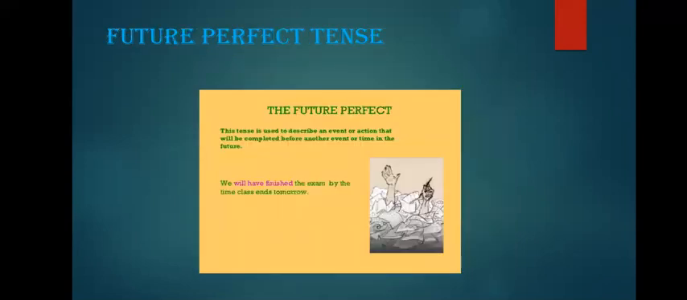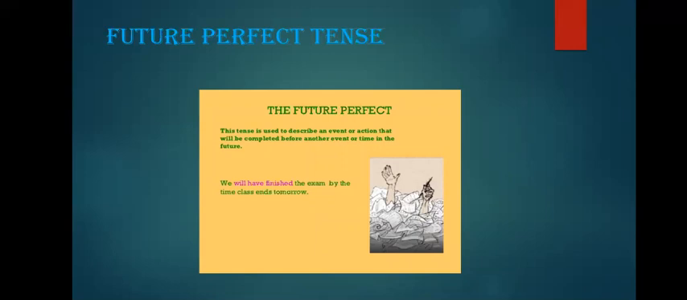Future perfect. This tense is used to describe an event or action that will be completed before another event or time in the future. So when you're talking about a certain activity that will be completed in the future time period, you will be using future perfect. We will have finished the exam by the time class ends tomorrow. So future perfect tells you about an action that is going to take place in the future, but it will be completed before another action.